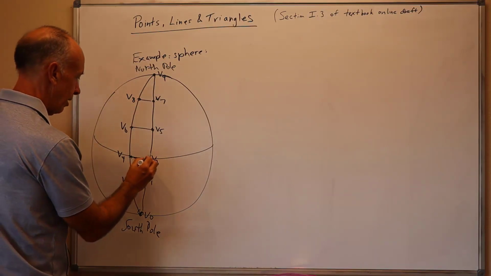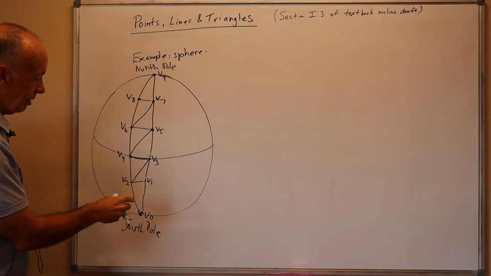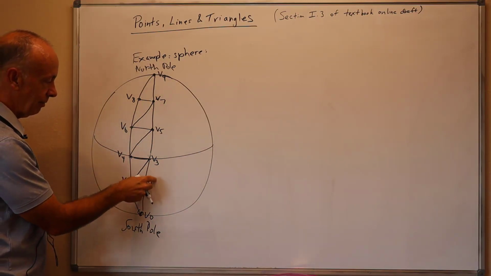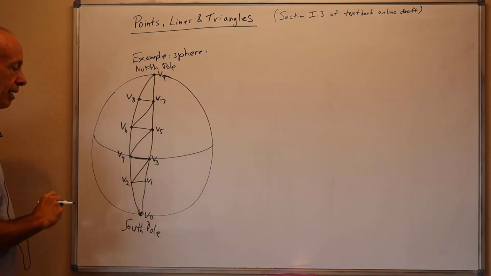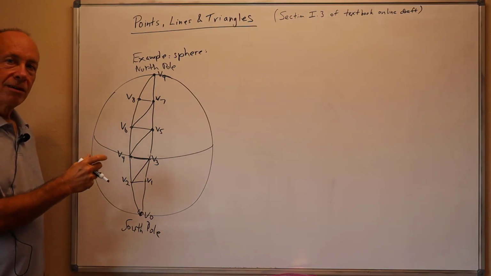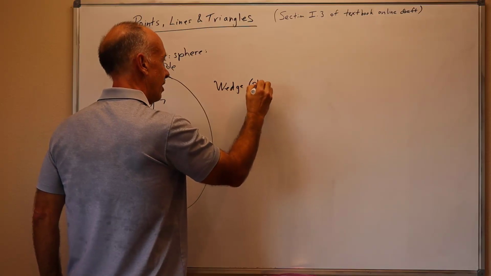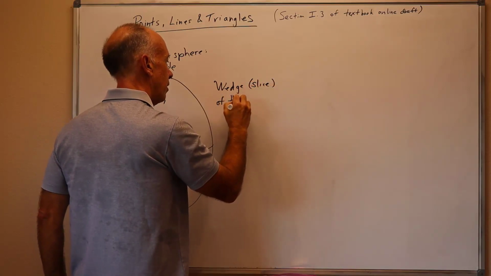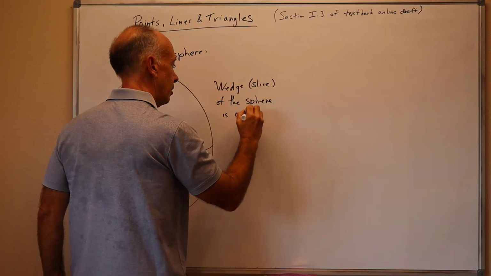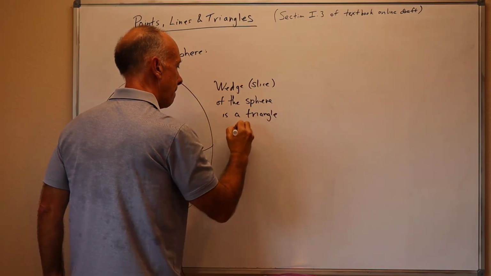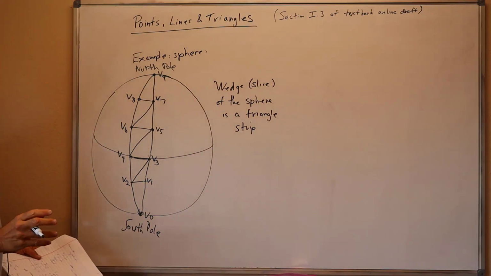Let's draw the rest of the triangles in here. So here I've got the triangle with V0, V1, V2, then with V1, V2, V3, then V2, V3, V4, V3, V4, V5, and so on up to the top one. In this way, this wedge of the sphere is a single triangle strip. So a wedge or a slice of the sphere is rendered as a triangle strip. And of course, to draw the whole sphere, we'd use multiple triangle strips to render the whole sphere.